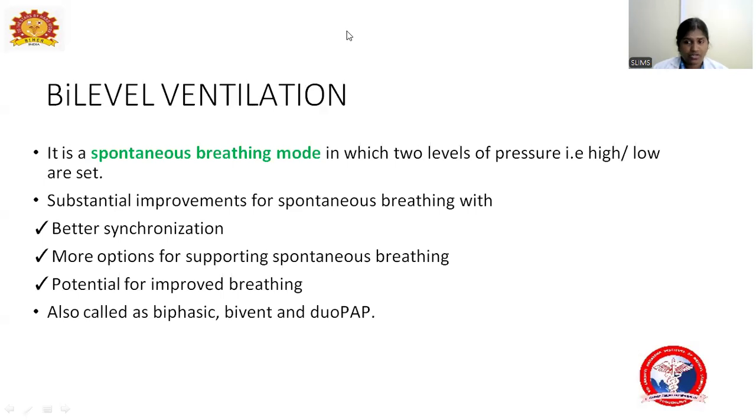What is bi-level ventilation? The next mode of ventilation is a spontaneous breathing mode, as in your volume support, in which two levels of pressure are set, high and low. Substantial improvements for spontaneous breathing with better synchronization, more options for supporting spontaneous breaths, potential for improved breathing. It is also called biphasic, bivent or duo-PAP.